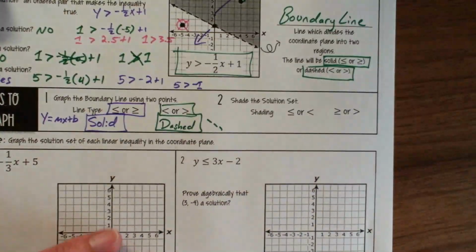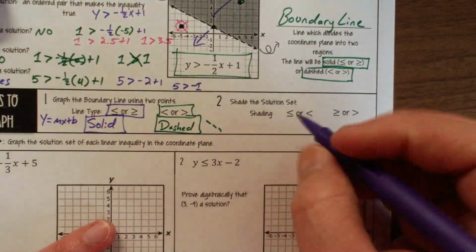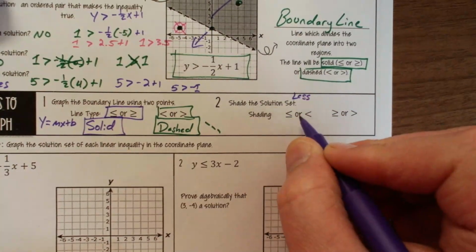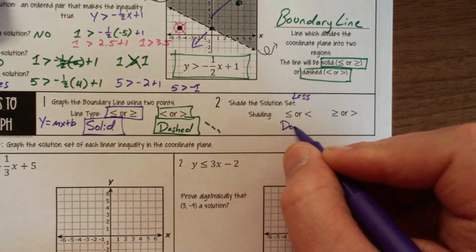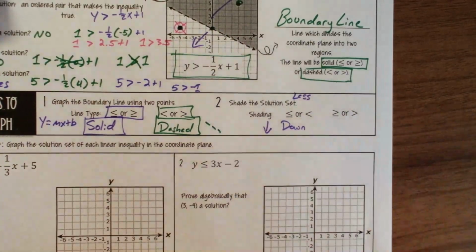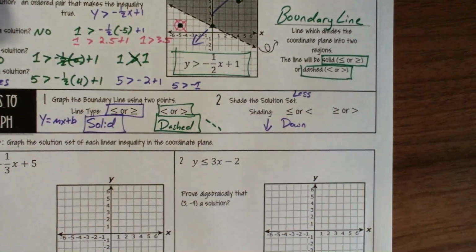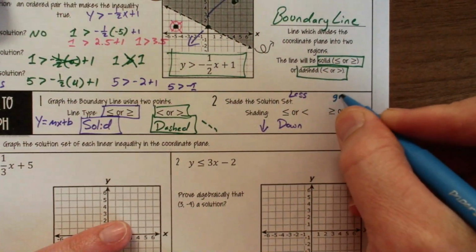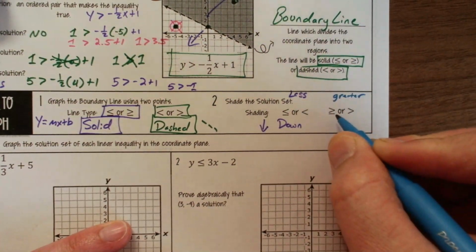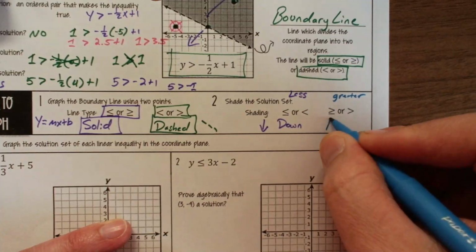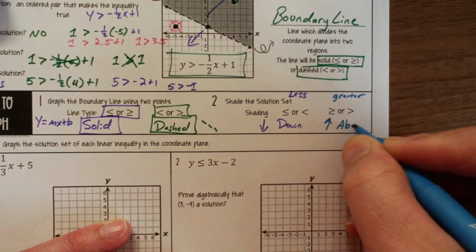To shade the solution sets, that's going to depend on the direction. Less than, these ones, we're going to shade down, below the line. These ones, these are greater than or equal to, or greater than. That means we're going to shade above the line.